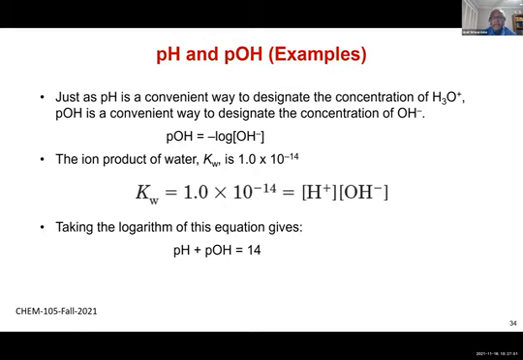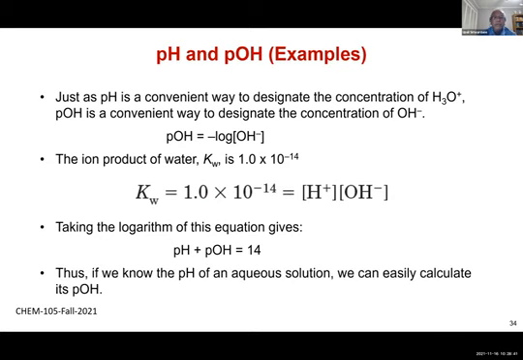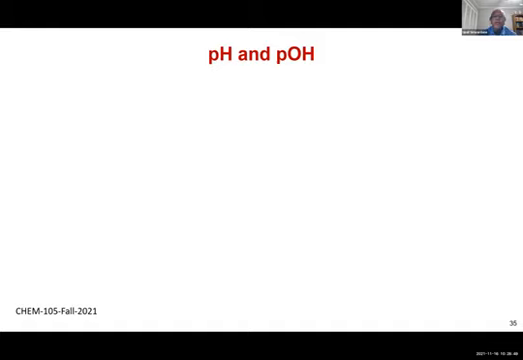The sum of the pH and pOH of a solution is 14. If I say the pH of a solution is 10, what is the pOH of the solution? 14 minus 10 is 4. So if I give you a pOH value of 12, the pH value is equal to 2. So if we know the pH of an aqueous solution, we can easily calculate the pOH, or vice versa. Let's do more examples.